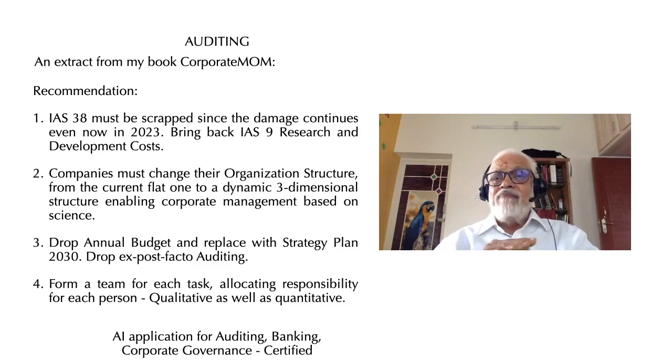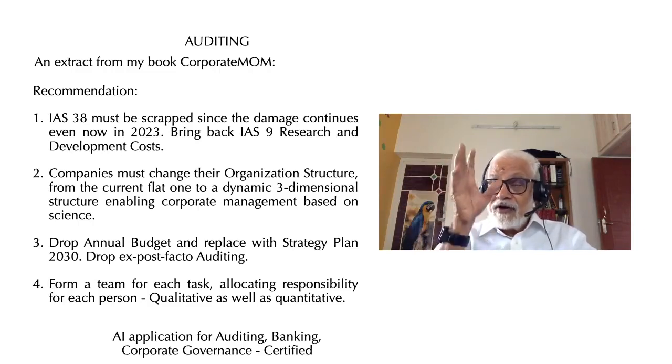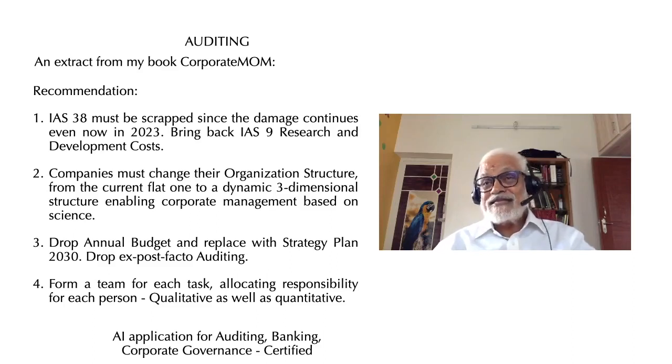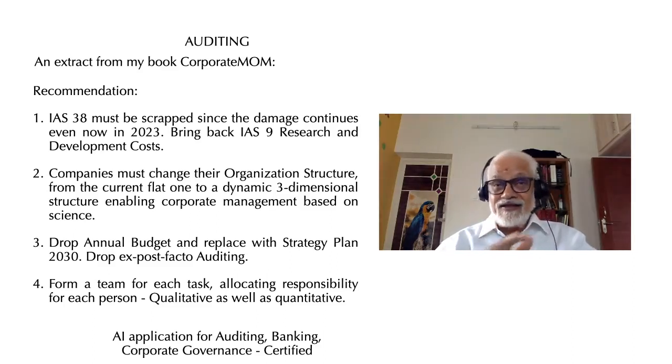Third, drop the annual budget and replace it with strategy plan 2030. The annual budget which we are doing in ERP is very limited. It's only object governance. There are 200 process blocks, and only 12 are quantitative. The balance 188 are qualitative elements of management. So when you do the strategy plan, those are the ethical assets. 188 are the ethical assets of the company, and 12 are only the fiscal assets. And that is where we look into the AI. I'm coming to that. Form a team for each task, allocating responsibility to each person, qualitative as well as quantitative.